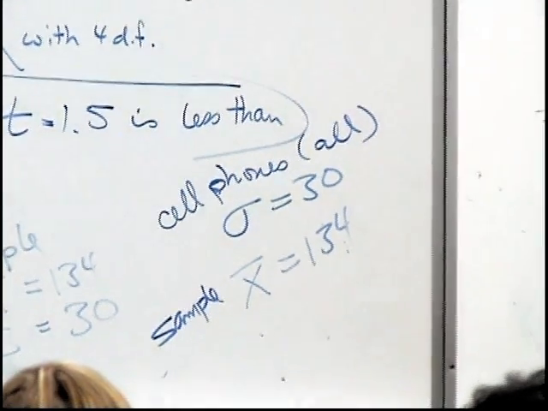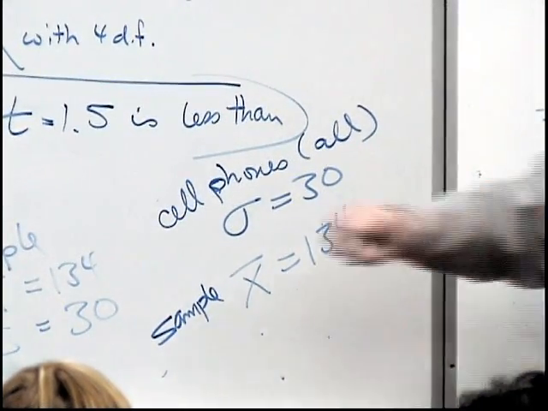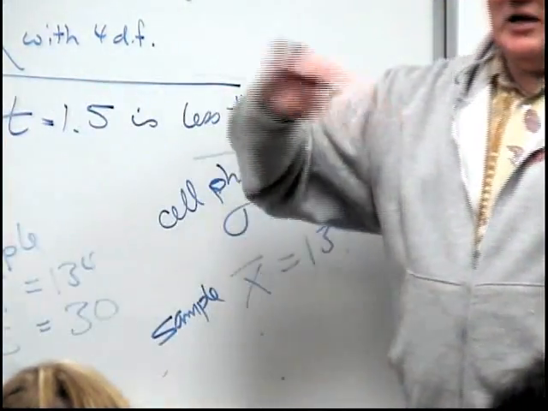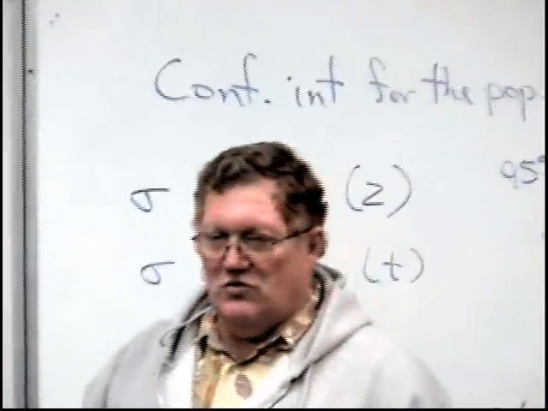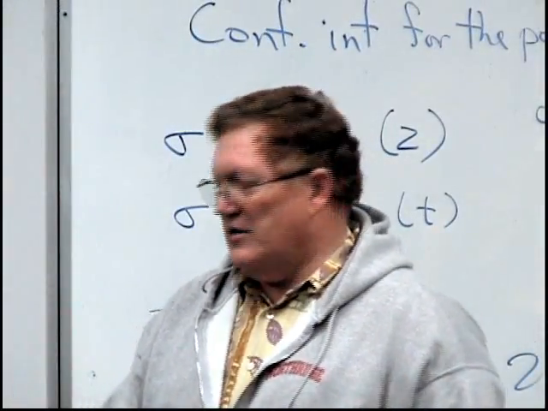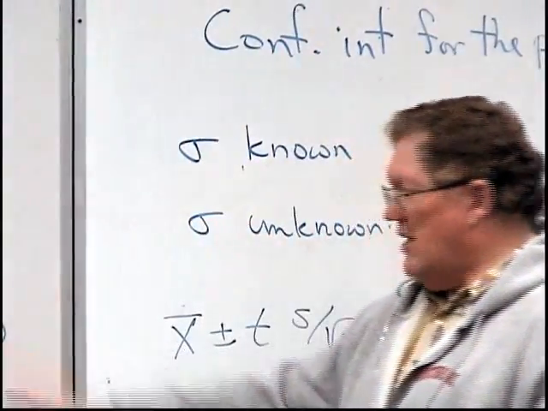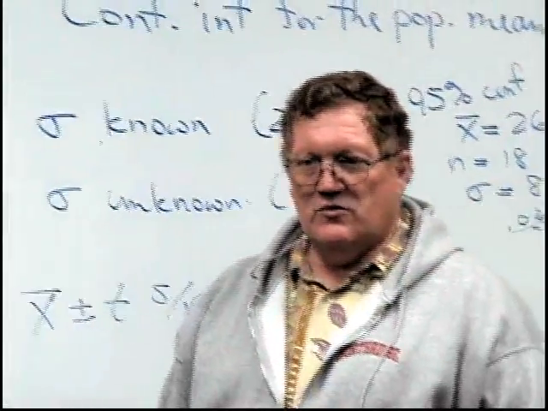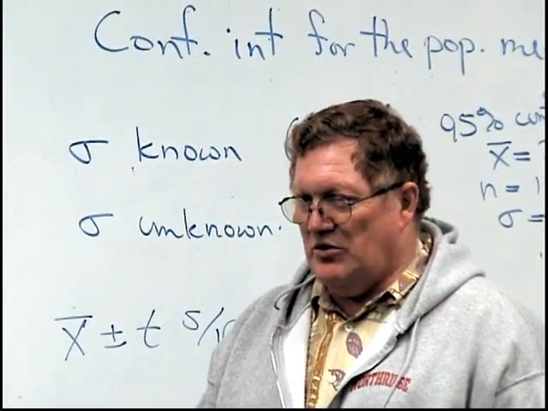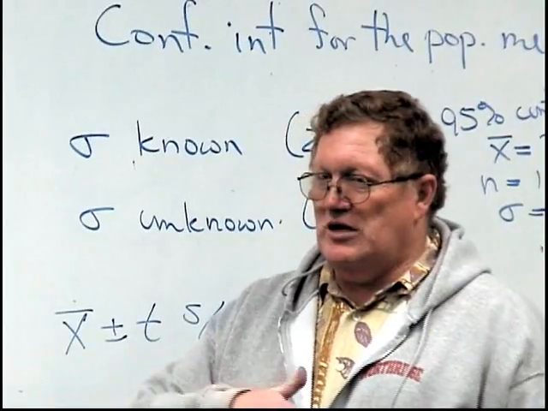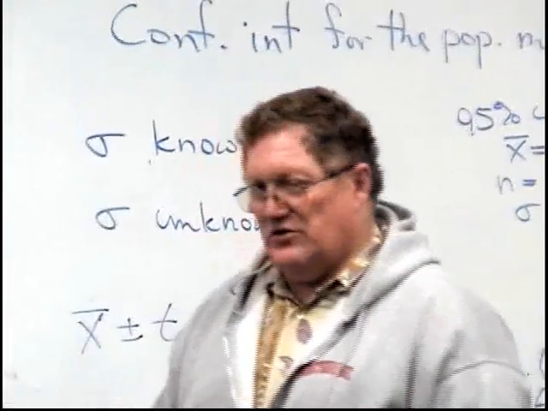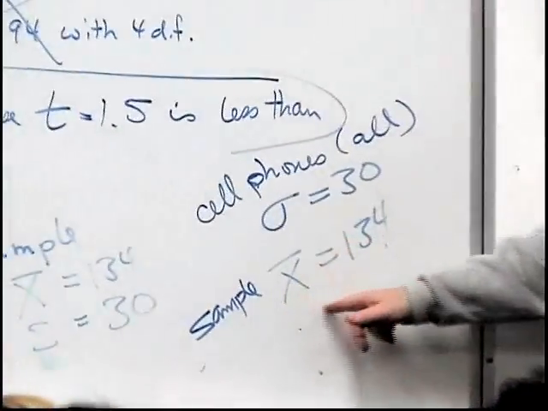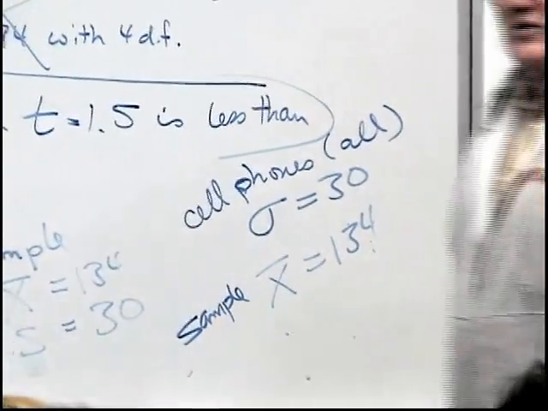So what's the difference in the wording between the two? In this case, I said I took a sample and found a mean and a standard deviation. So I've just given you x bar and s. Here I said cell phones have a standard deviation. Which cell phones are those? Just my sample? No, that's all cell phones, meaning this is a population standard deviation, meaning I just told you sigma. I then took a sample and got a mean of 134.